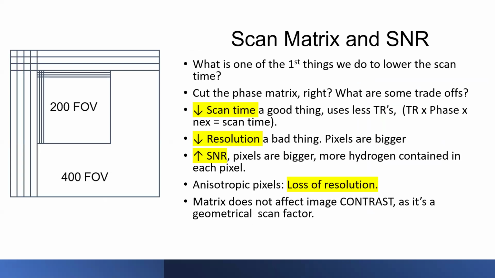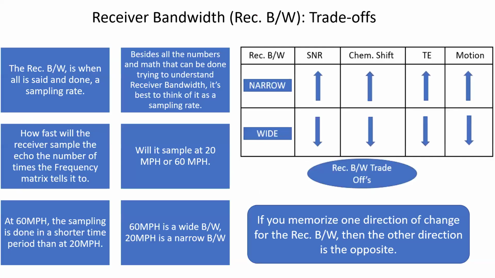Scan matrix and signal to noise. I've kind of beat this to death already, so I'm just going to keep on going. All right. Receiver bandwidth. Everyone gets confused about receiver bandwidth. And if you're a little bit shaky on it, you're not alone. Okay. So when all's said and done, the receiver bandwidth is a sampling rate.